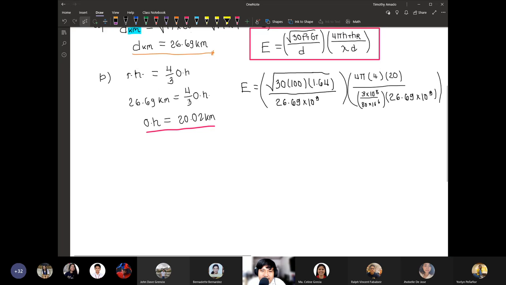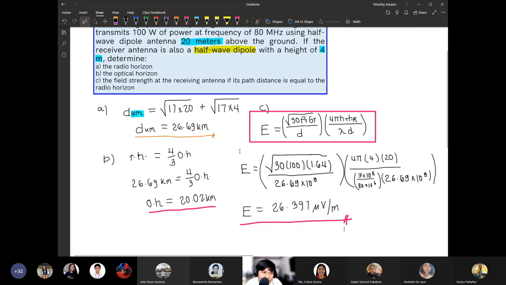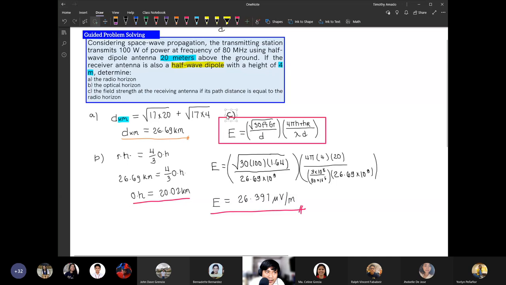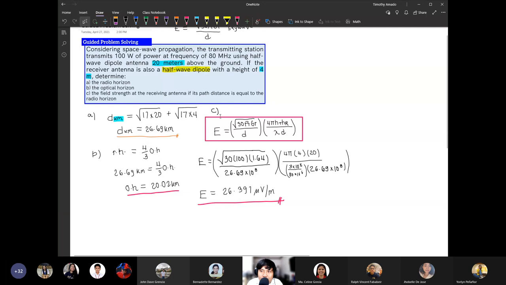Alright guys? Okay, so what's the answer? Okay, so we have 26.397 microvolt per meter. As you can see, the value is not as large as the ground wave. Kasi nga sabi ko, maliit lang ang power requirement natin for space wave. All right, guys? Okay, so okay lang? All right.